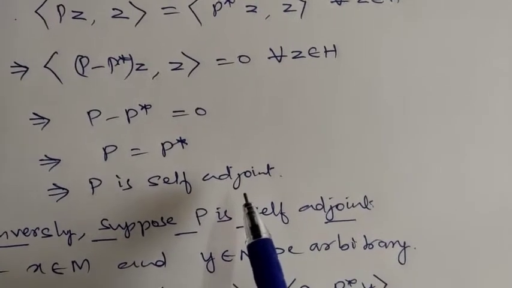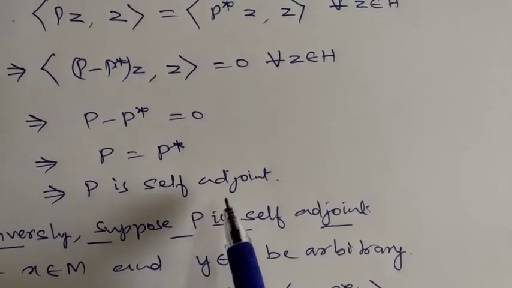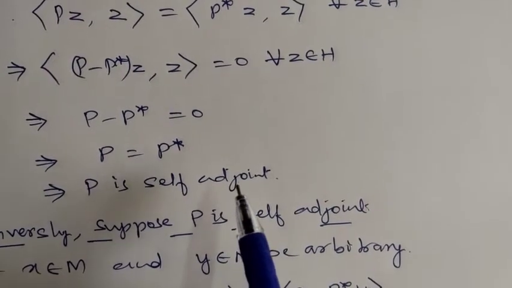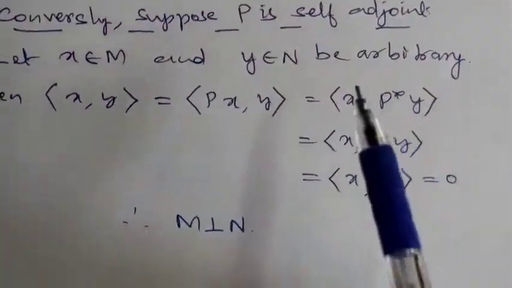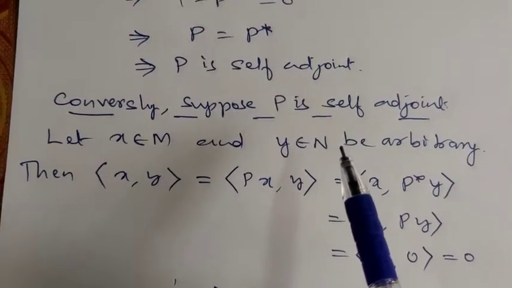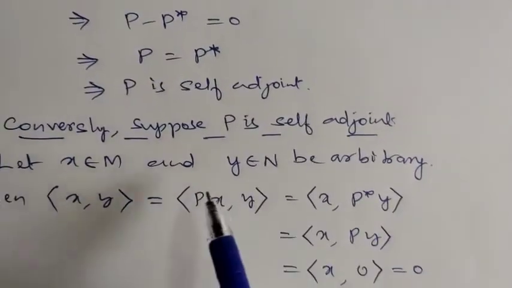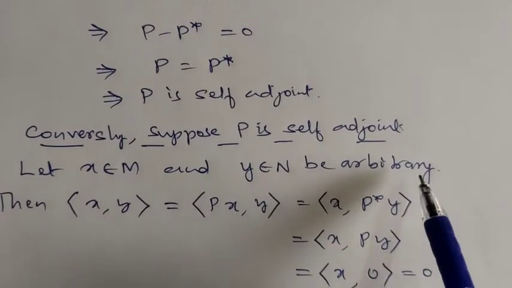So we have assumed that M is orthogonal to N and we have shown that P is self-adjoint. So conversely, suppose that P is self-adjoint. Then we need to show, yes, conversely suppose that P is self-adjoint and we will show that M is orthogonal to N. Suppose x belongs to M and y belongs to N are arbitrary points.